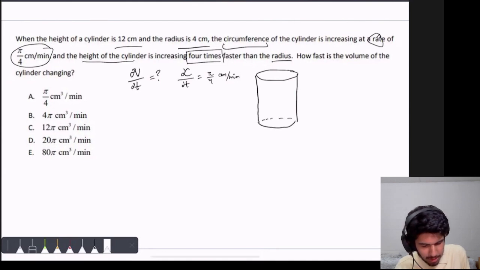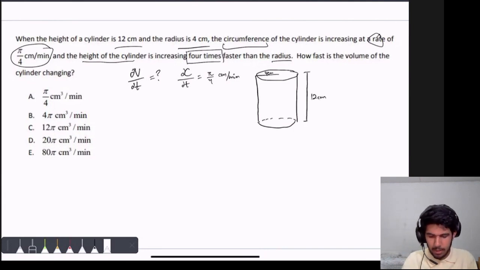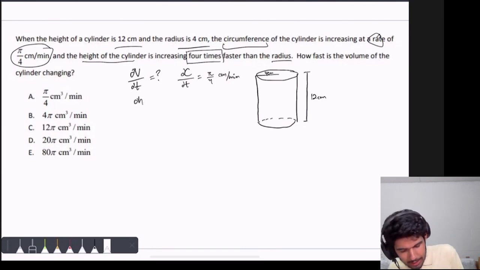It's not the best thing in the world, but it'll do for now. So we're given that's 4 centimeters. We're given this is 12 centimeters. And we also have to take care of this thing that the height of the cylinder is increasing 4 times faster than the radius. So that means dh/dt equals 4 times dr/dt.